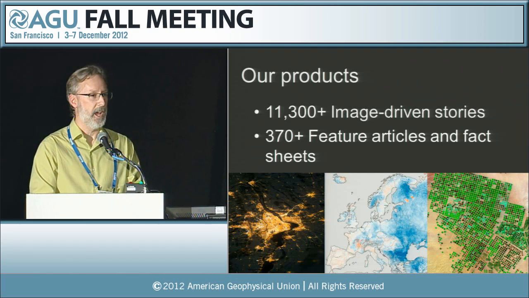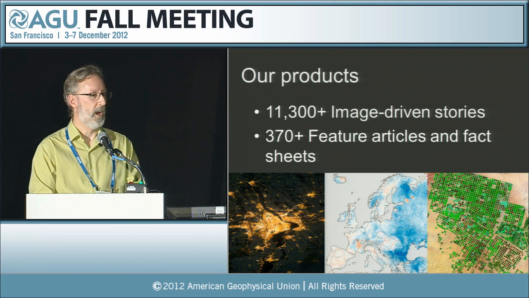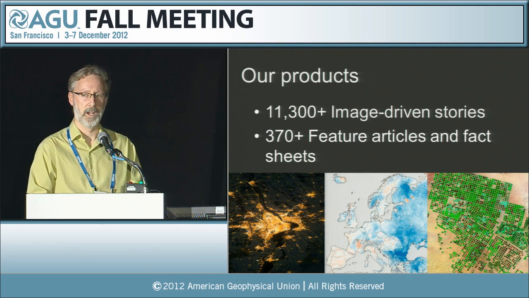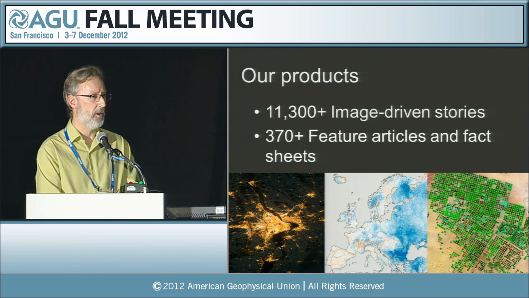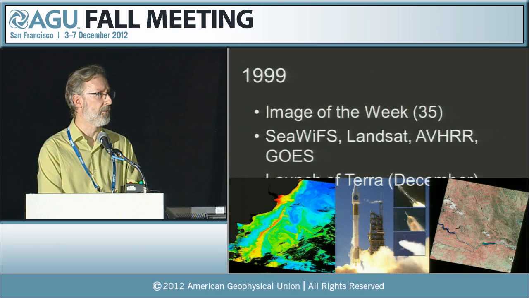In the last 13 and a half years, we've produced over 11,000 image-driven stories. That includes our image of the day image and story, plus natural hazards or event-driven imagery. We've also produced over 370 feature articles and fact sheets. Feature articles discuss how NASA research and NASA data is used. Fact sheets are more about core science topics, whether they be phytoplankton, remote sensing, the carbon cycle, et cetera. So we have a rather substantial catalog that we've developed over the years.